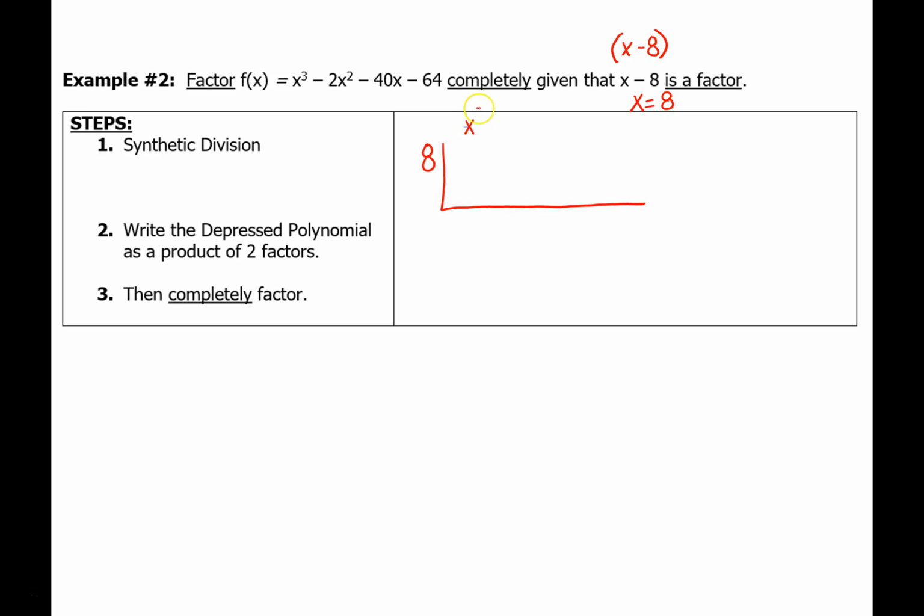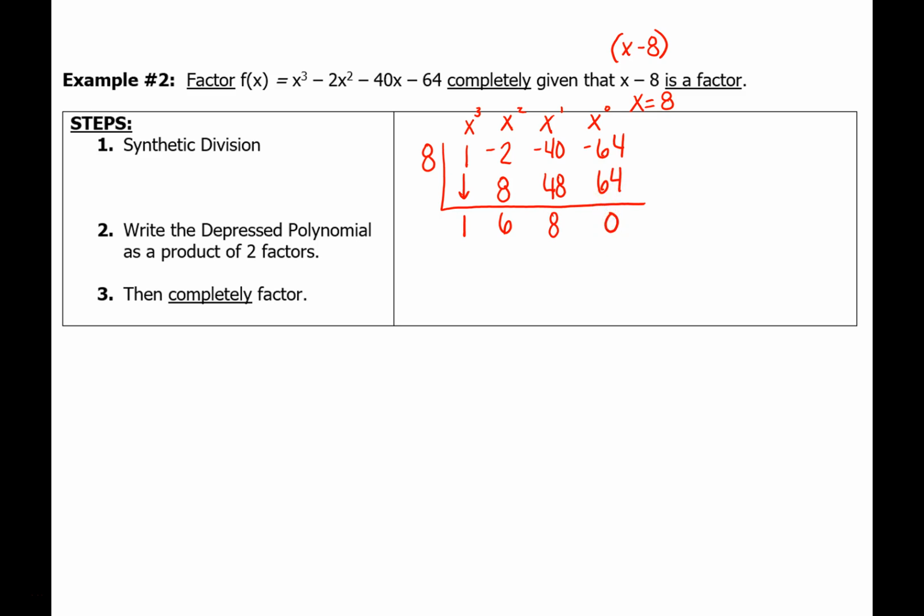I'm going to start with my degree 3 coefficient, and I'm going to go down to the constant term. My coefficients are 1, -2, -40, and -64. And then I'm going to do my synthetic. So I'm going to bring down the 1, I'm going to multiply, and then I'm going to add, multiply, then add, then multiply, and then add.